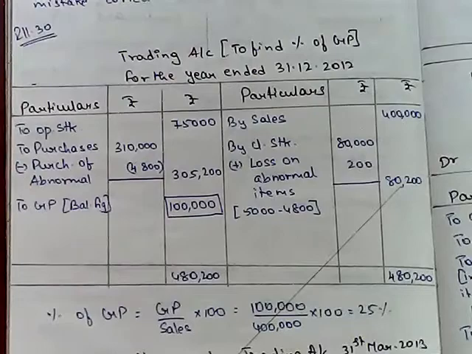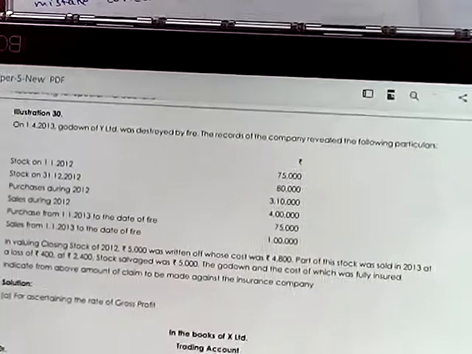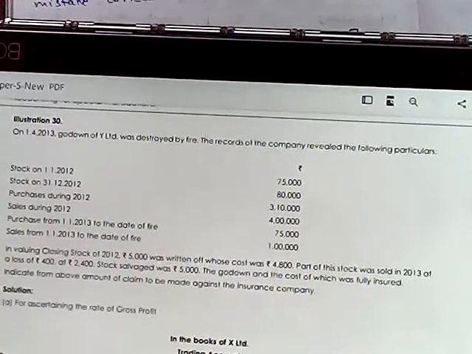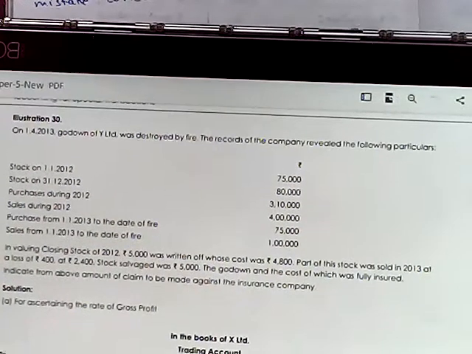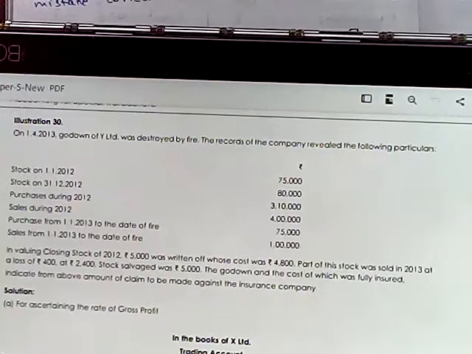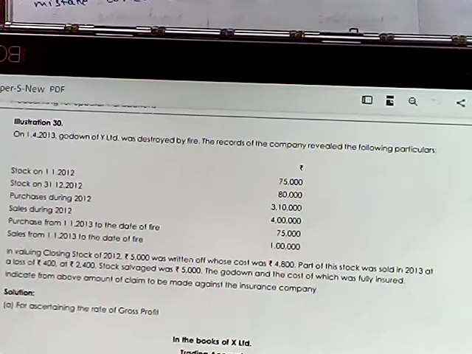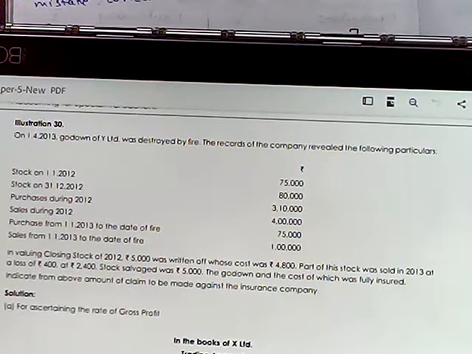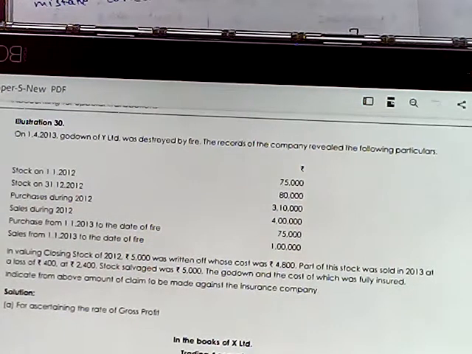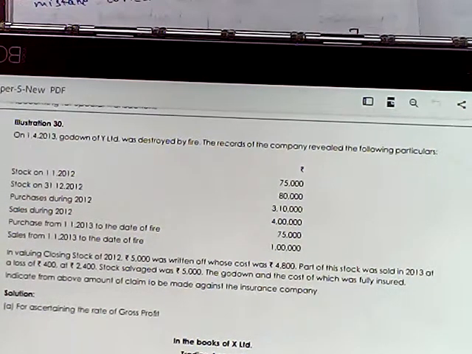Okay, so next moving on to illustration number 30. Let's read the question first. On 1/4/2013, godown of Y Limited was destroyed by fire. The records of the company reveal the following particulars. Stock on 1/1/2012 is 75,000. Stock on 31/12/2012 is 80,000. Purchases during 2012 is 3,10,000. Sales during 2012 is 4 lakh. Purchases from 1/1/2013 to the date of fire is 75,000. Sales from 1/1/2013 to the date of fire is 1 lakh.